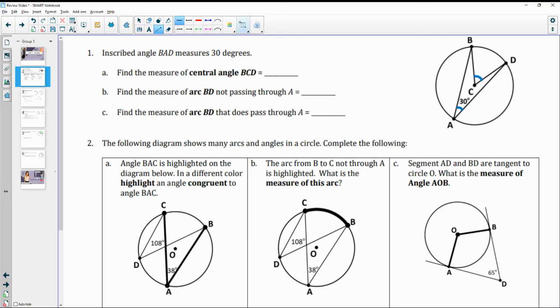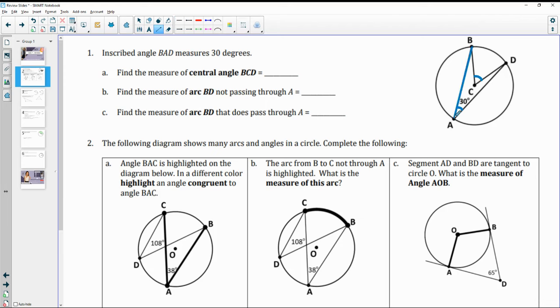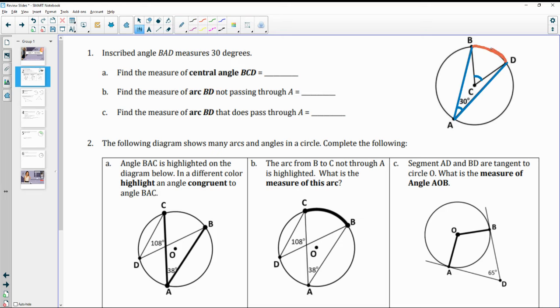So remember, when we have an inscribed angle, that's where the vertex is on the edge of the circle, and the angle opens to this intercepted arc. So this intercepted arc is 2 times as big as this angle measure. So when we multiply 30 by 2, we're going to get this intercepted arc. And then the intercepted arc and the central angle are equal to each other in size. So that's going to be 60 degrees as well.